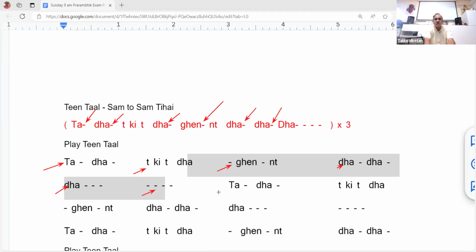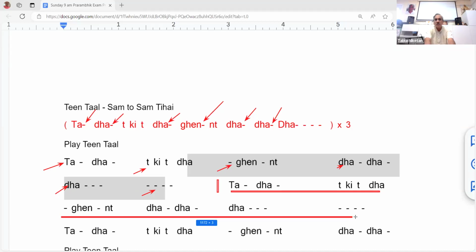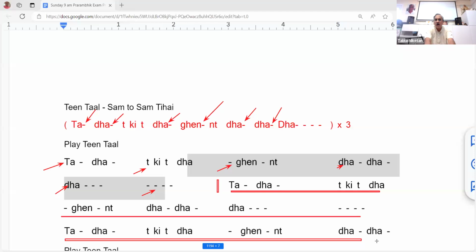So the second loop starts from here. Ta a dha a ta ki ta dha a ge in ta dha a dha, 1 2 3, 1 2 3 4. Third loop: ta a dha a ta ki ta dha a ge in ta dha a, and the sum is somewhere here. Okay, so all three loops are the same, no change in the clapping. So let's say top to bottom three times.